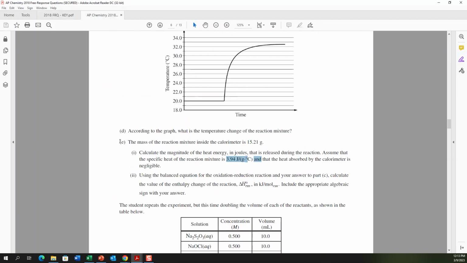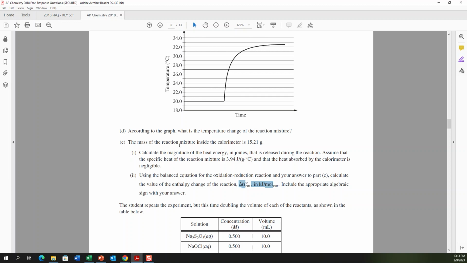Okay, so now E2. Now we have to actually calculate the delta H of the reaction. They want it in kilojoules per mole, and we want the correct algebraic sign. So this is where it pays off to recognize that it was exothermic. But remember, whenever you do Q equals mcΔT with calorimetry data, and then you're trying to figure out the heat change of a reaction, you always flip the sign.